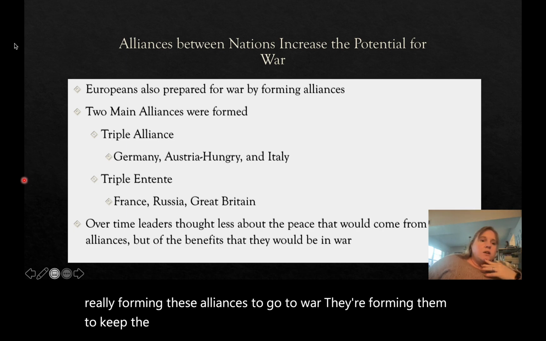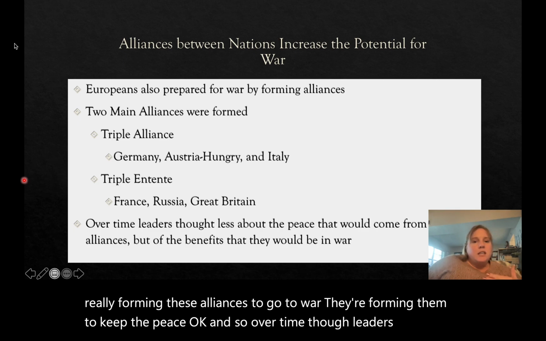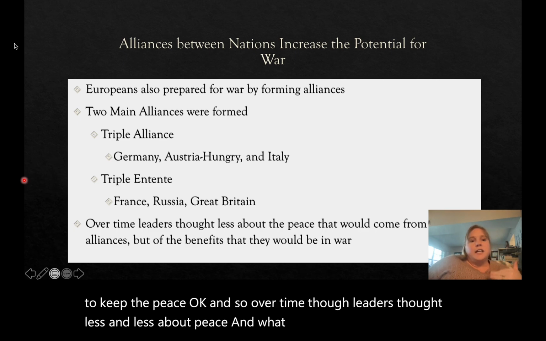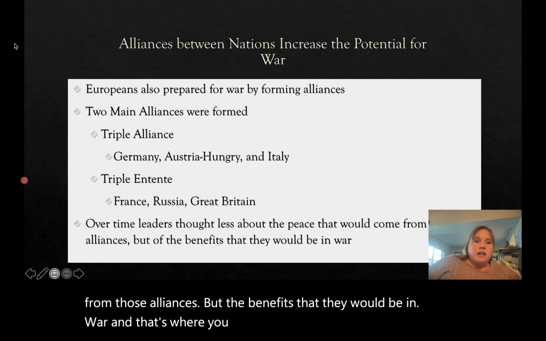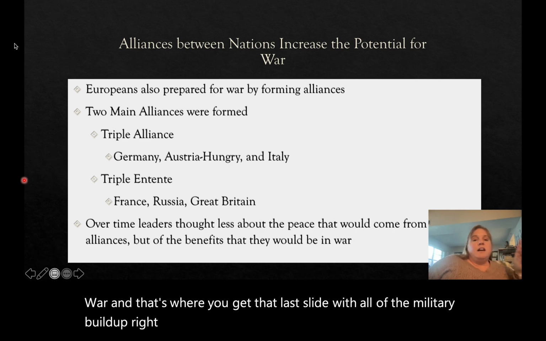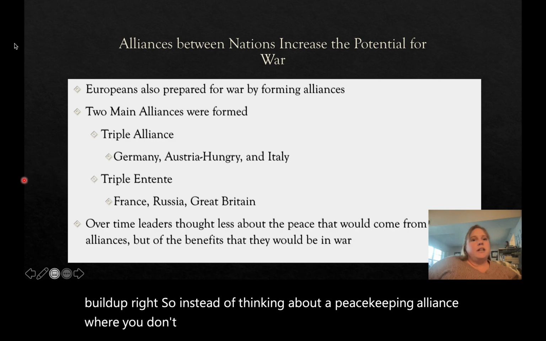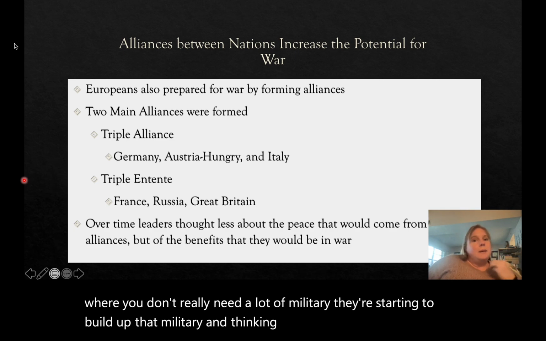Over time, though, leaders thought less and less about peace and more about the benefits they would get in war. And that's where you get that last slide with all of the military buildup. Instead of thinking about a peacekeeping alliance where you don't need a lot of military, they started to build up that military and think, maybe we can go to war with this alliance.